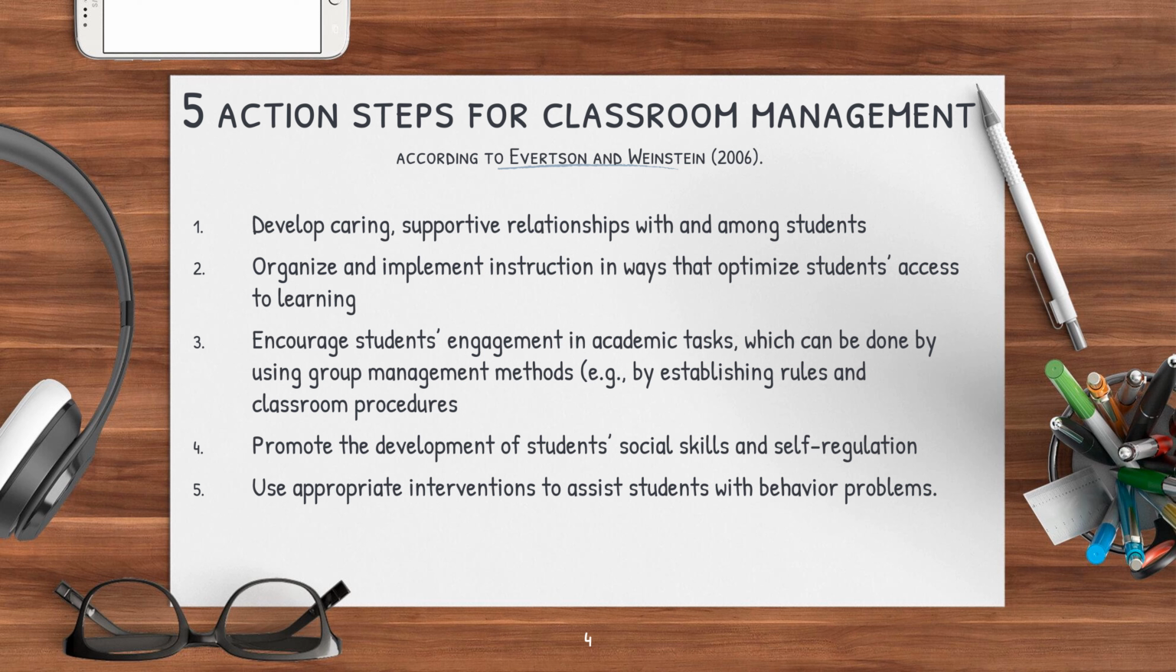3, encourage student engagement in academic tasks, which can be done by using group management methods like establishing classroom rules and classroom procedures. We'll be talking more about that later with responsive classroom. 4, promote the development of students' social skills and self-regulation. And last, 5, use appropriate interventions to assist students with behavior problems.